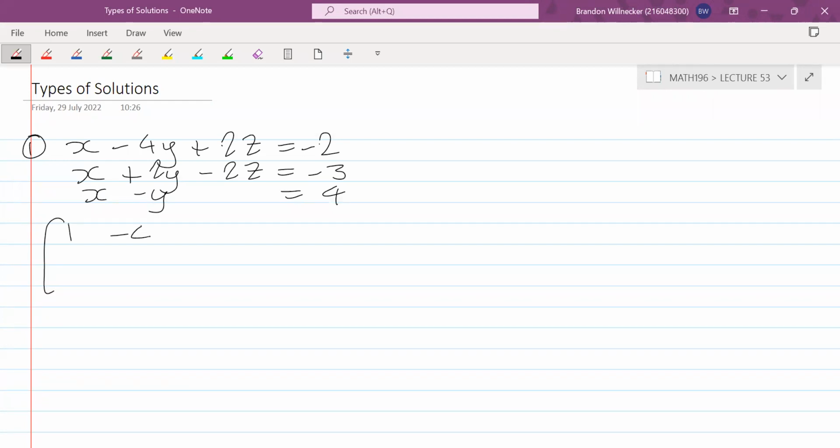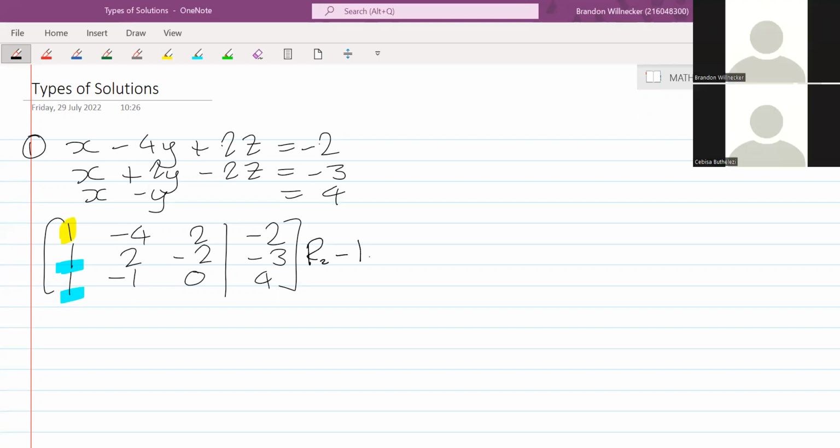So we have 1, minus 4, 2, minus 2, 1, 2, minus 2, and minus 3, 1, minus 1, 0, and 4. Okay, so the first step is always to get the first entry here to be a 1. It's already a 1, so the first step is done. Now the next two things to do is to get the second row entry to be a 0 and the third row entry to be a 0. That's easy enough to do. We can take row 2 minus row 1, and then the 1 and the 1 will cancel. So row 2 minus row 1.